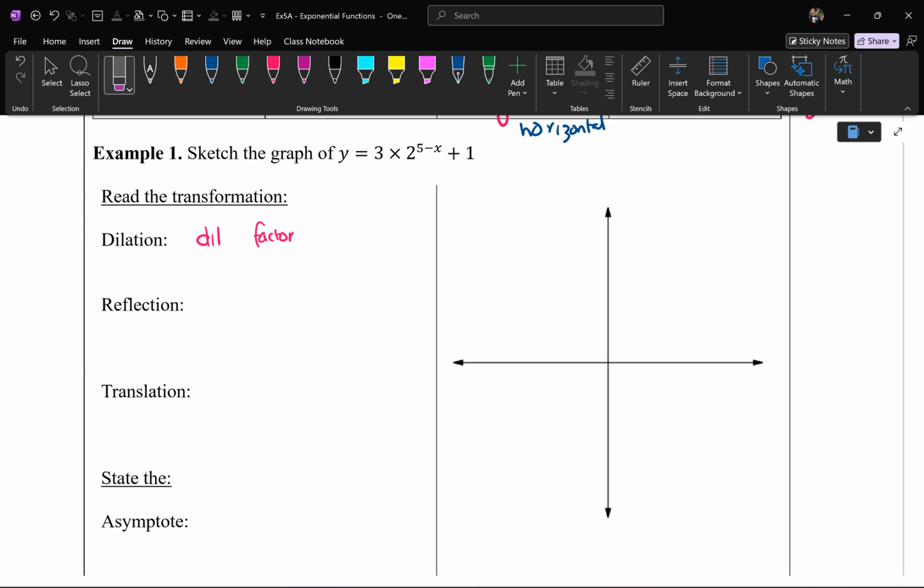Where's a dilation factor? What's that? Which is 3. Good. Dilation factor 3. So this is a dilation. It's anything that's multiplying. So dilation factor 3, in this case, it's affecting the y value, so it's from x. Give me a reflection in this case. Let's go with Tara.